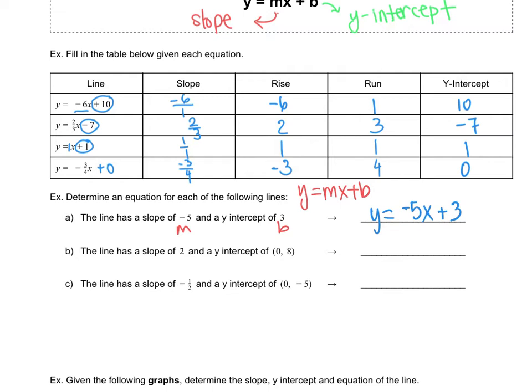The next one, my slope is 2, so there's m, and the y-intercept is (0, 8). So here I just gave you the y-intercept as a coordinate. The 8 is the y-intercept. So let's put it together. Y equals slope x, so 2x. The 8 is positive, so plus 8.